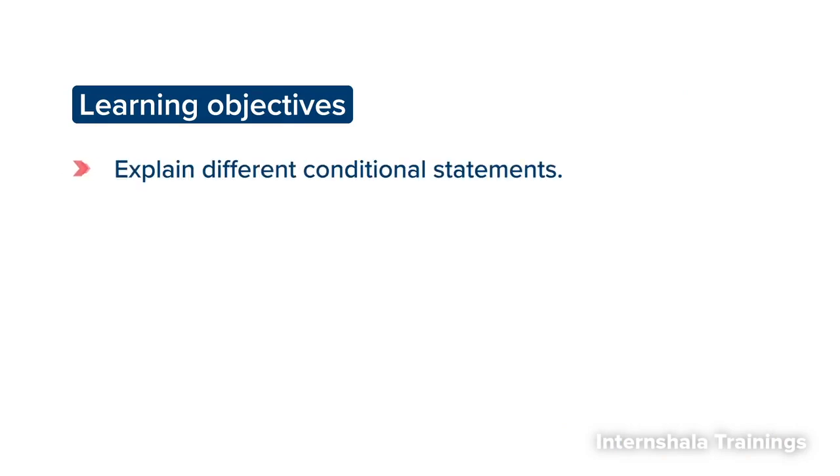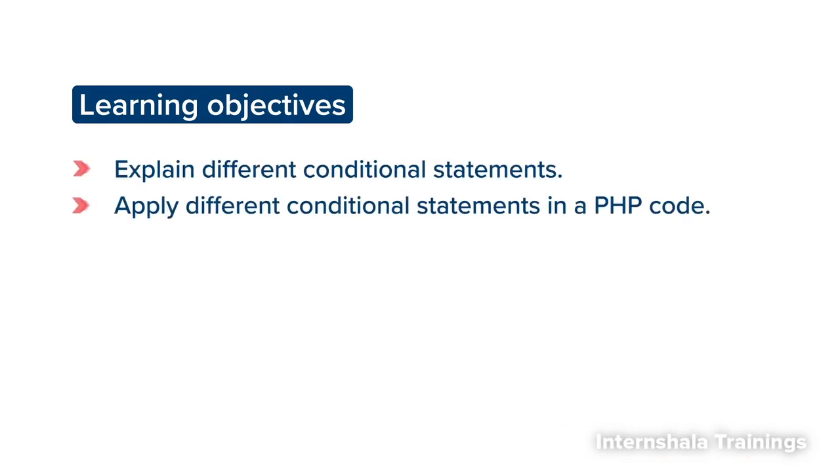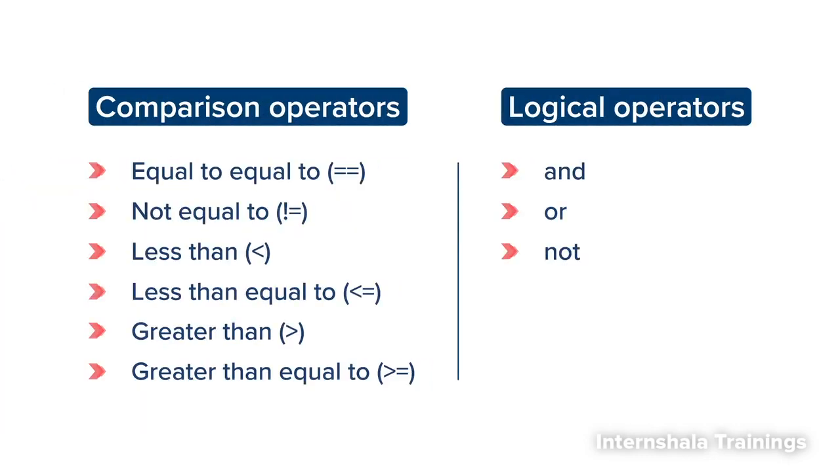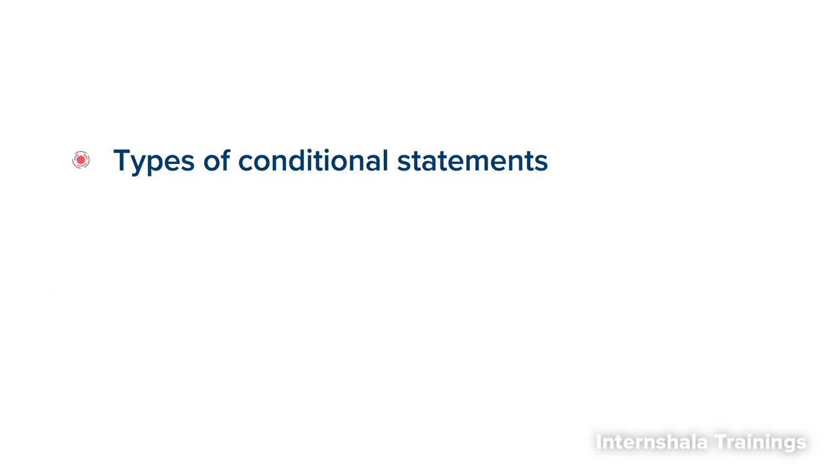After going through this video, you will be able to explain different conditional statements and apply different conditional statements in PHP code. In the previous topic, we discussed that Boolean operators are used to create conditional statements. In this video, we will discuss 4 types of conditional statements. These are the if statement, if else statement, if else if else statement, and switch statement.